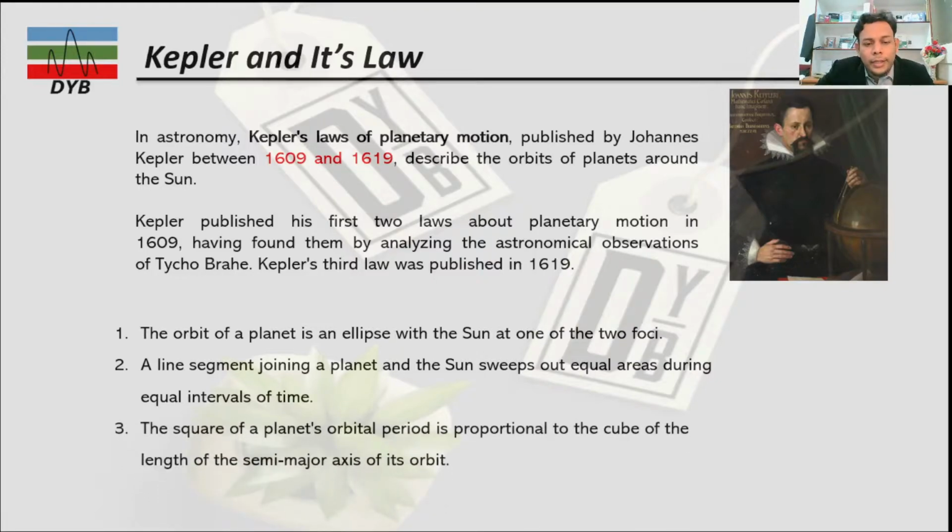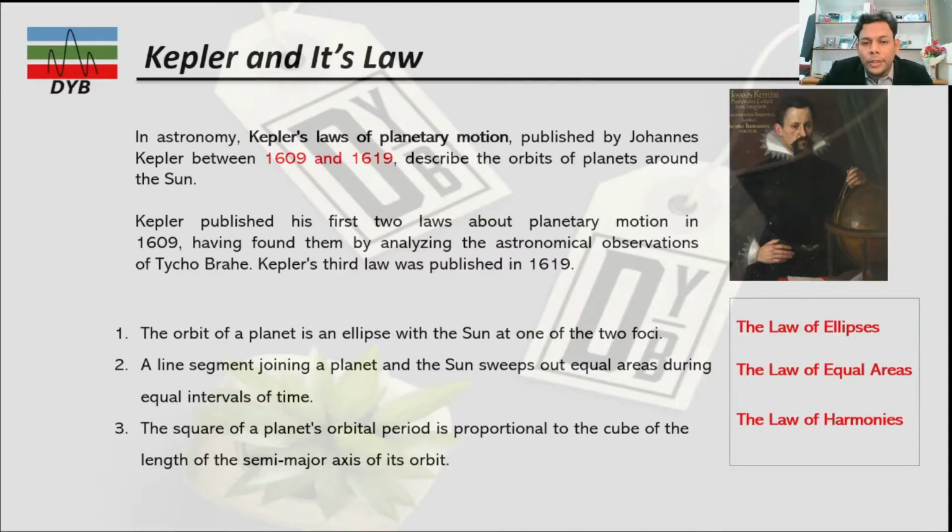The third law states that the square of the planet's orbital period is proportional to the cube of the length of the semi-major axis of its orbit. These laws also have names: the first law is known as the law of ellipses, the second law is known as the law of equal areas, because we are talking about equal areas, and the third law is called the law of harmonies.